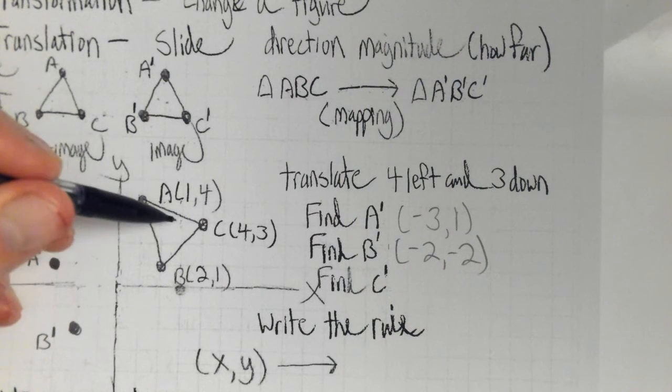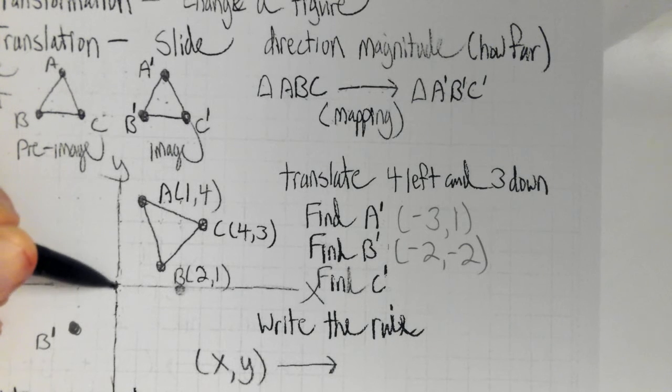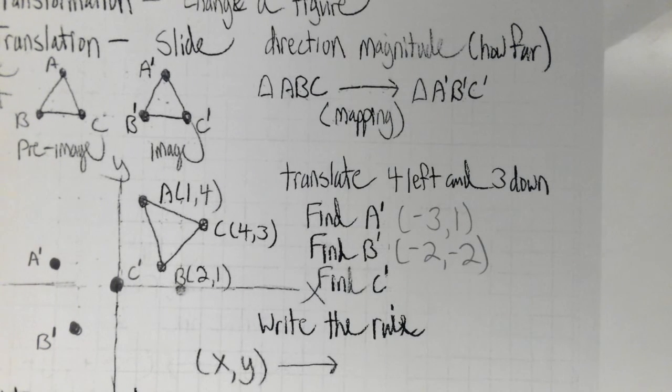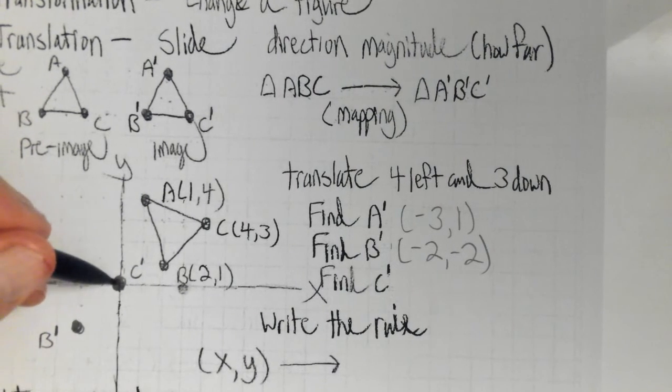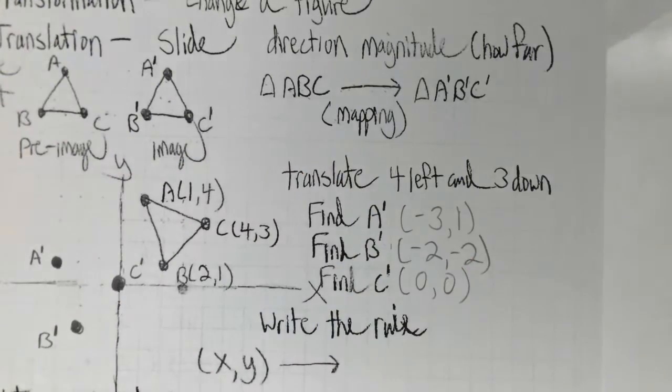Let's go with C now. 1, 2, 3, 4. 1, 2, 3. And there's the point for C prime. Its coordinate is 0, 0. So the coordinates for C prime will be 0, 0.